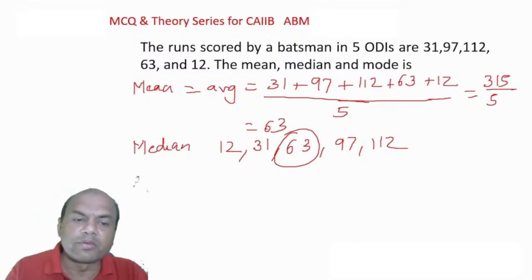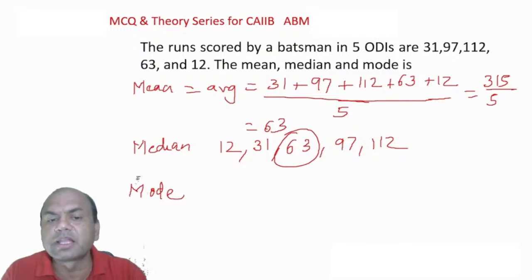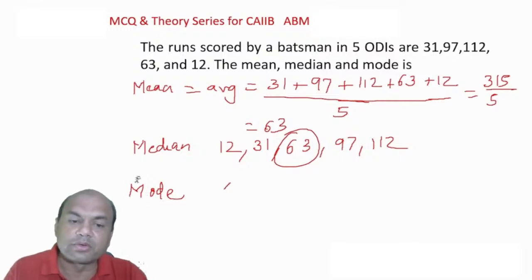Okay. Mode means which occurs maximum number of times. Who's occurring maximum number of times? None of them is repeated. So all are modes. All.